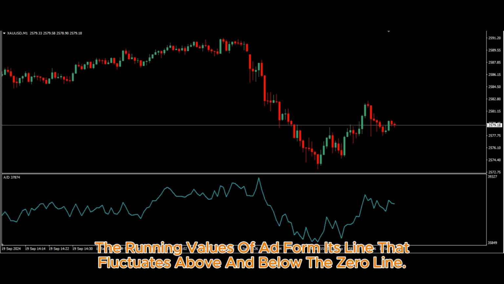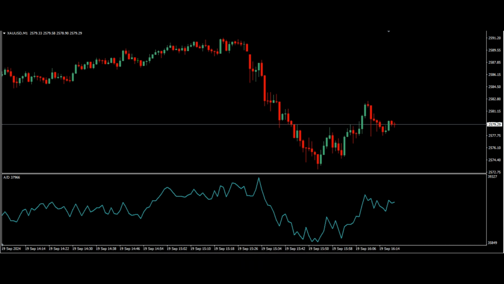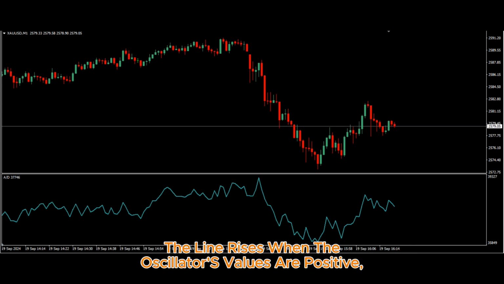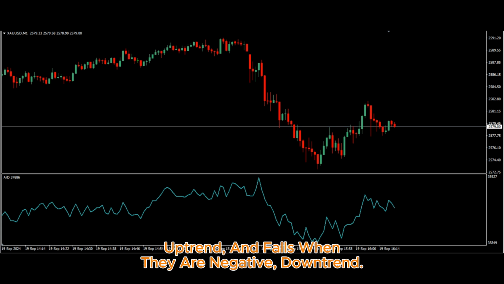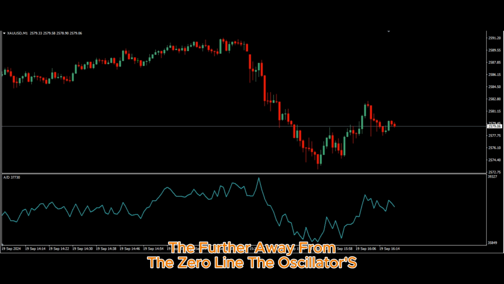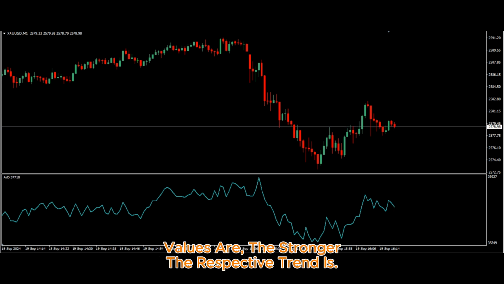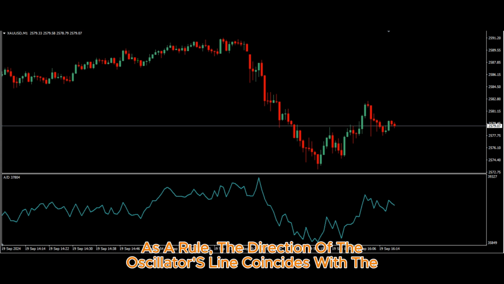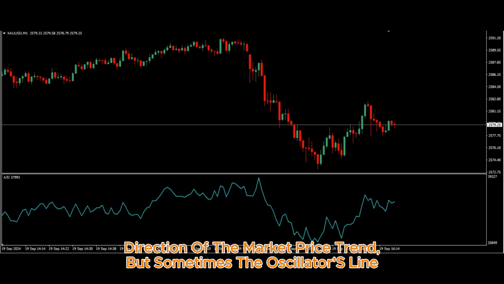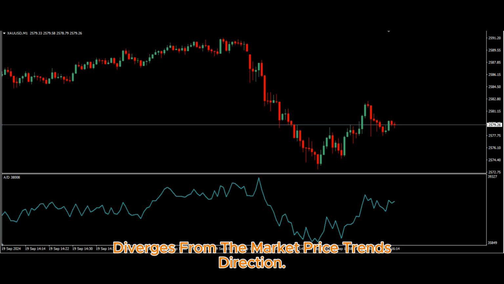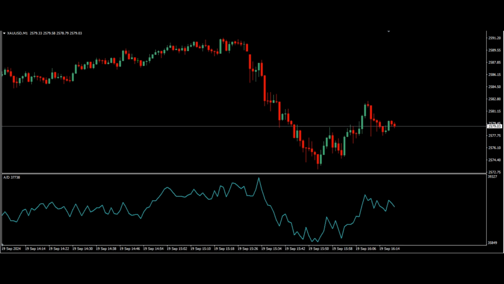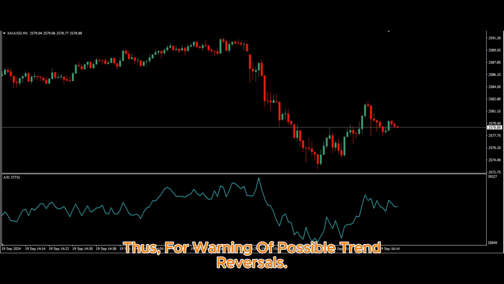The running values of AD form its line that fluctuates above and below the zero line. The line rises when the oscillator's values are positive (uptrend) and falls when they are negative (downtrend). The further away from the zero line the oscillator's values are, the stronger the respective trend is. As a rule, the direction of the oscillator's line coincides with the direction of the market price trend, but sometimes the oscillator's line diverges from the market price trend's direction, thus forewarning of possible trend reversals.